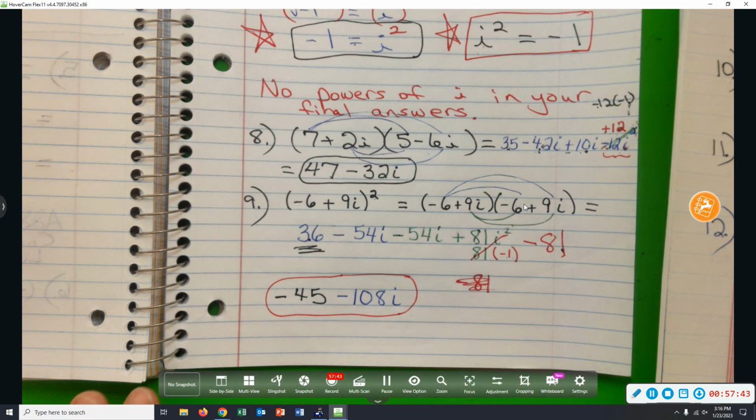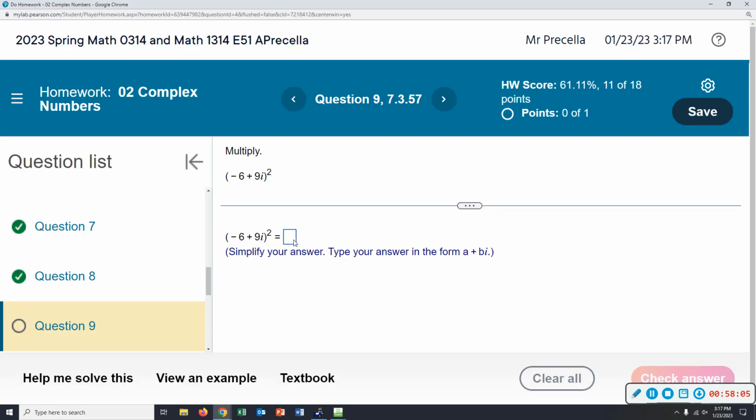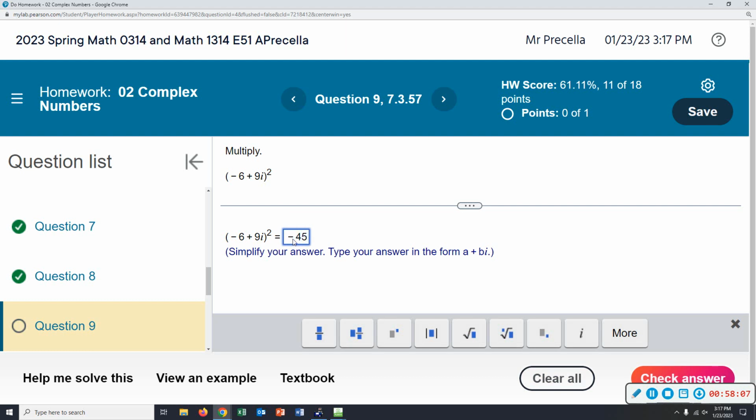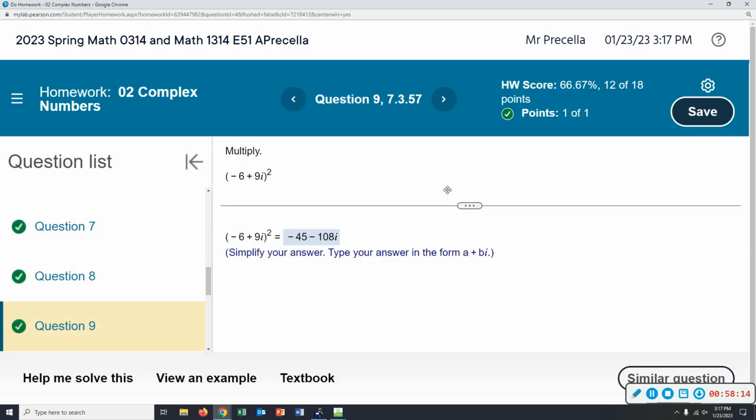Any questions there? If you have a complex number squared, you write it twice, FOIL it out. Don't forget, i squared is equal to negative 1. So all that does is change this plus in front of the 81 to a negative 81. Okay? Negative 45 minus 108i. Any questions there?